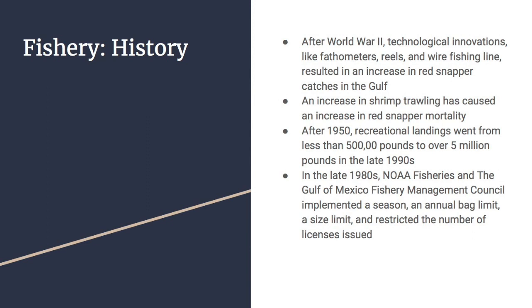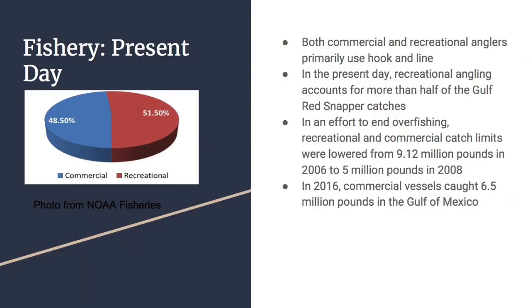After 1950, recreational landings went from less than 500,000 pounds to over 5 million pounds in the late 1990s. In the late 1980s, NOAA Fisheries and the Gulf of Mexico Fishery Management Council implemented a season, an annual bag limit, a size limit, and restricted the number of licenses issued. Both commercial and recreational anglers typically use hook and line. In present day, recreational angling accounts for more than half of the Gulf red snapper catches.